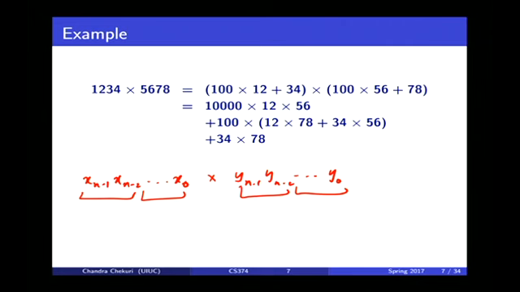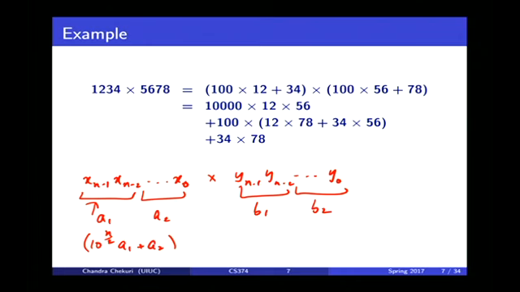But how will I do that? It's a basic thing. You write this as this number, let's call it A1, and this is A2, this is B1, and this is B2. So you write it as 10 to the n over 2 times A1 plus A2. This number is 10 to the n over 2 A1 plus A2.